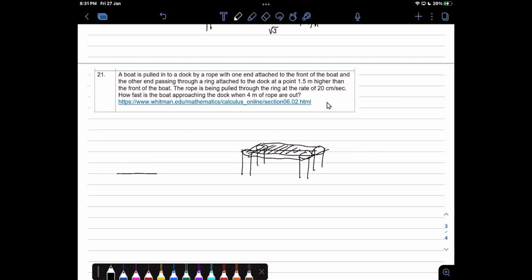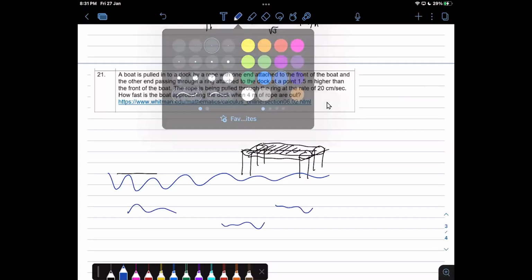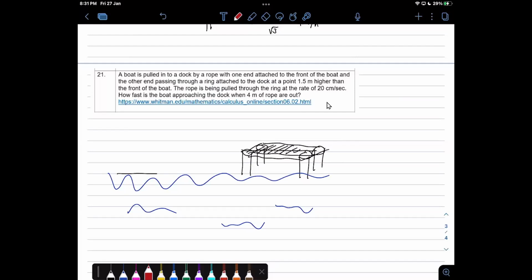Okay, here's the sea, and you use blue color. Can you visualize? Then with one end attached to the front of the boat, so it's over here, and the other end passing through a ring attached to the dock. Let's just assume that the ring is heightless. So somewhere over here, there's a ring. Then you try to visualize this.